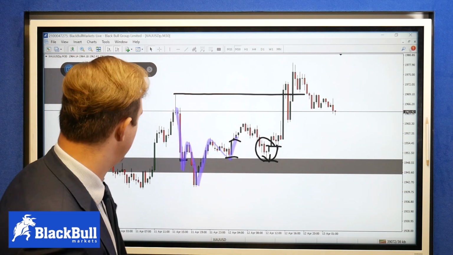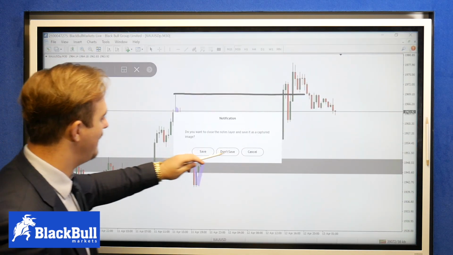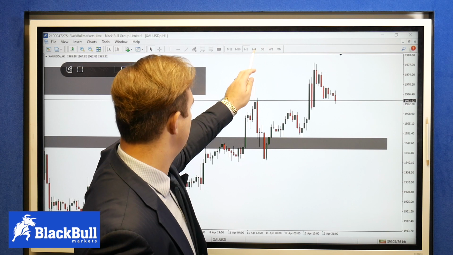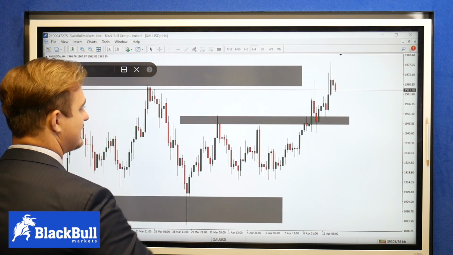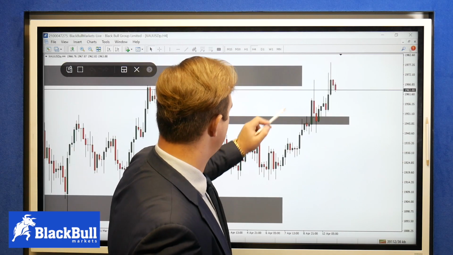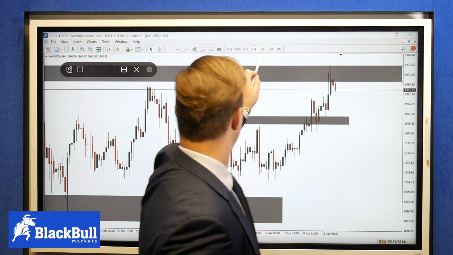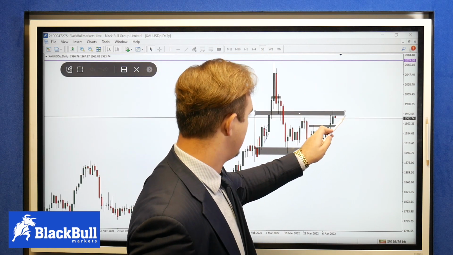Now we're sitting at a major hourly slash 4-hourly, even daily, resistance. That's currently where we are sitting. If I can get this line drawn straight, you can see that's exactly where we're sitting right now.